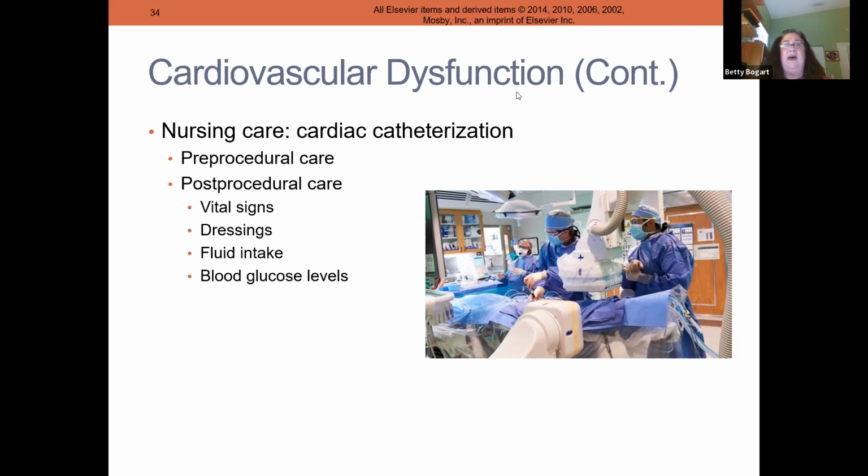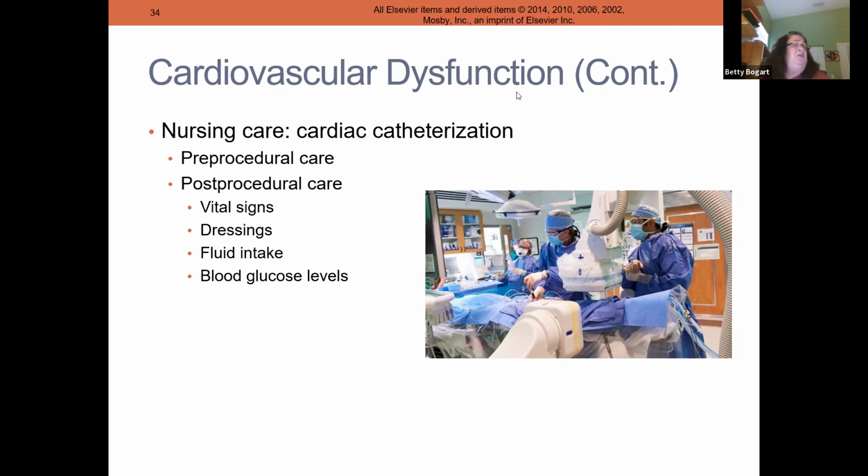And older children do get cardiac caths. Adults get cardiac caths. No out of bed for 24 hours. They cannot get out of bed, no ambulating. You cannot bend that leg. You have to keep it straight. And older children will have a sandbag on there to hold that dressing, because that's how important it is.